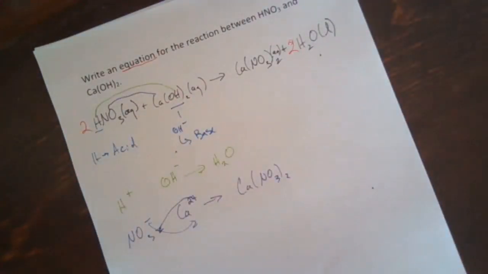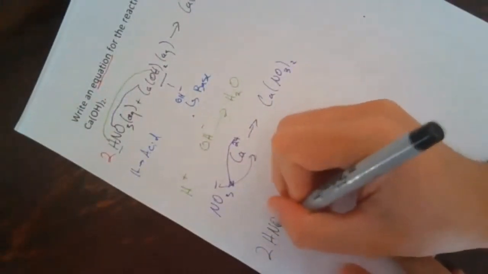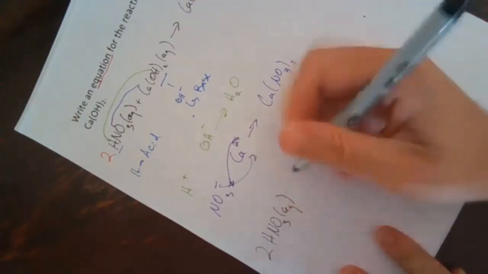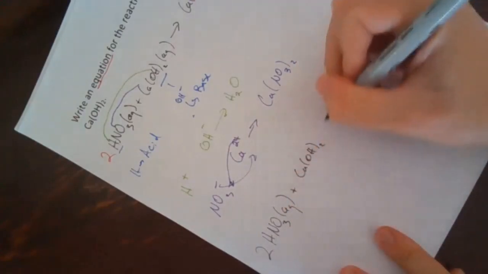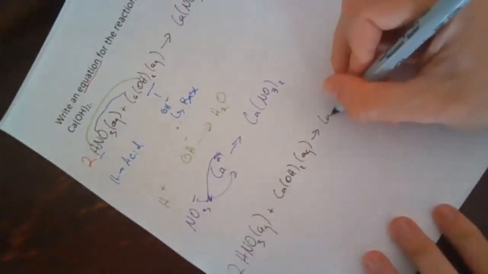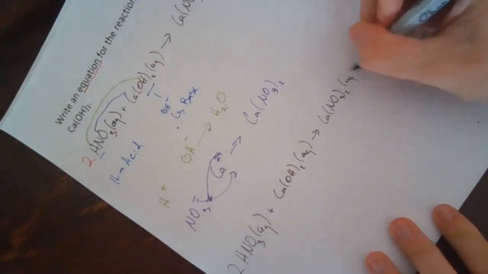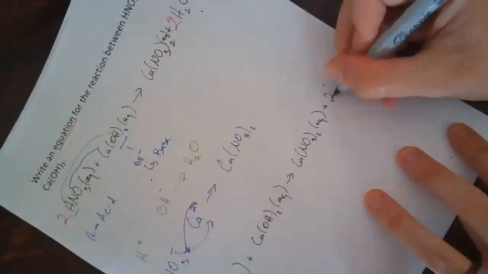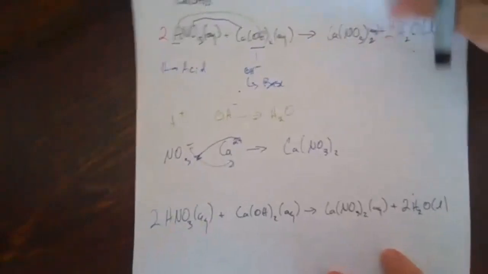So that's messy. Let's rewrite this to get a cleaner format. It's going to be 2 HNO3 aqueous plus 1 Ca(OH)2, also aqueous, becomes Ca(NO3)2 aqueous plus 2 H2O liquid. So we make liquid water.